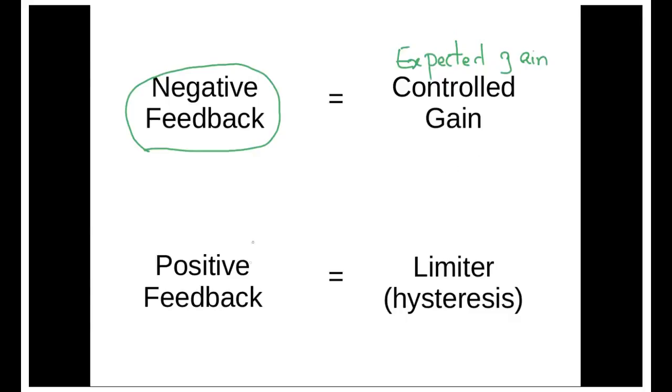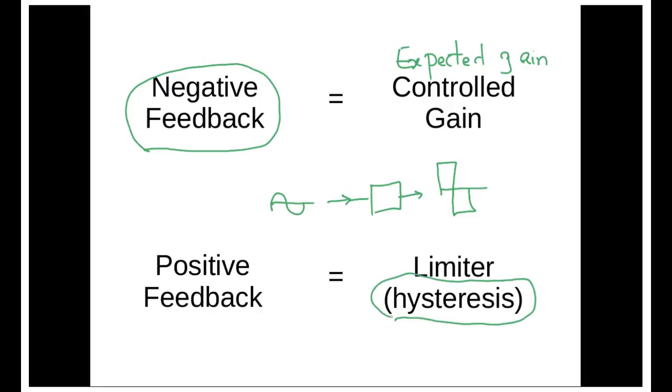But in a positive feedback circuit, you very rarely use positive feedback circuits other than as limiters. So limiter means if you have a signal and you pass it through a limiter, the output you will get will basically be limited to the supplies. And the one place it is used is to introduce hysteresis, which is memory, and we'll look at why hysteresis is important in a second.